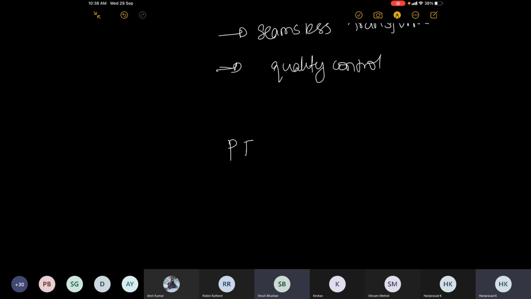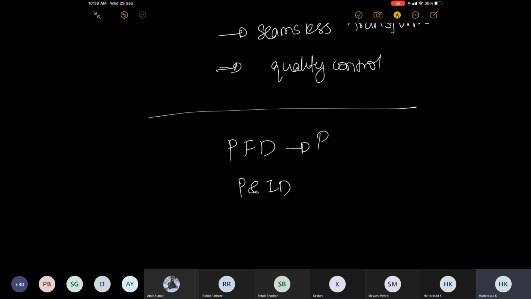So have you heard of something known as PFD in an industrial perspective and P and ID in an industrial perspective? No, sir, not yet. Okay. So PFD is process flow diagram. P and ID is piping and instrumentation diagram.